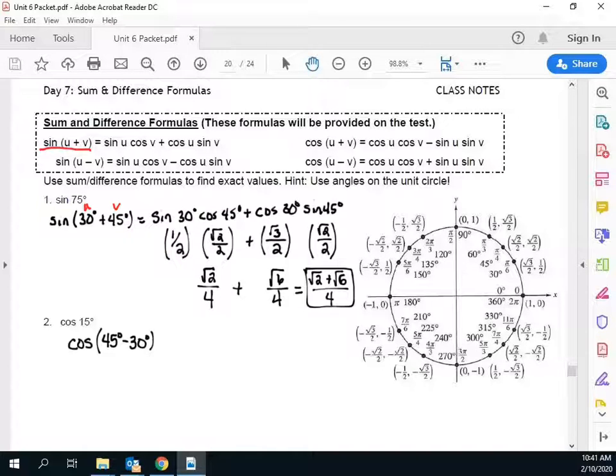Could I do 240 minus 225? Yes. Could you do 225 minus 210? Yes. As long as you get 15, we don't care. I don't know why you'd want to do that, but you can. I just always recommend first quadrant, because you don't have to worry about any signs, whether it's positive or negative.